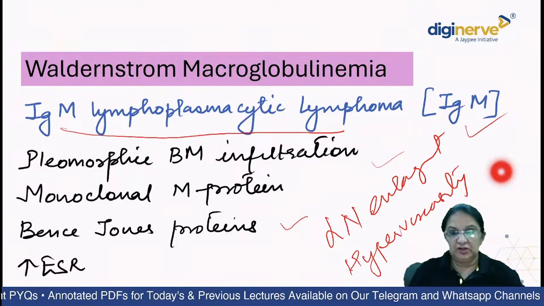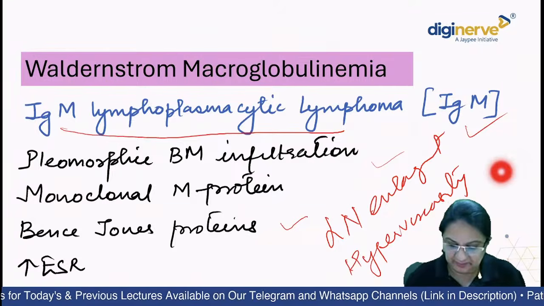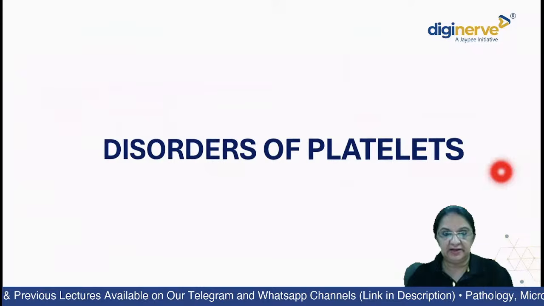So Waldenstrom macroglobulinemia. Can we take a break for 10 minutes and we start with disorders of platelet, or should we continue?